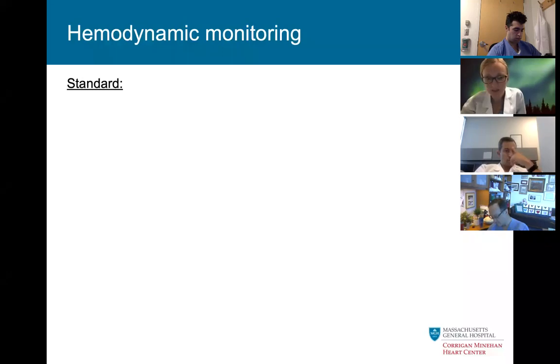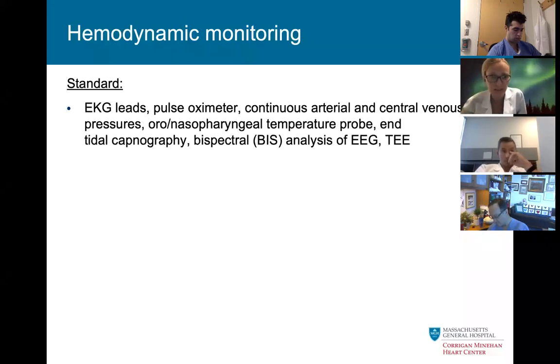Great, yeah. And then additional ones that I wanted to point out here: EKG leads, pulse oximeter, kind of our standard items, and then arterial and venous lines. Temperature probes, very important, oronasopharyngeal ones, and bladder probes is what we normally have. And then in terms of monitoring, BIS analysis for EEG, capnography, and then TEEs are fairly standard.